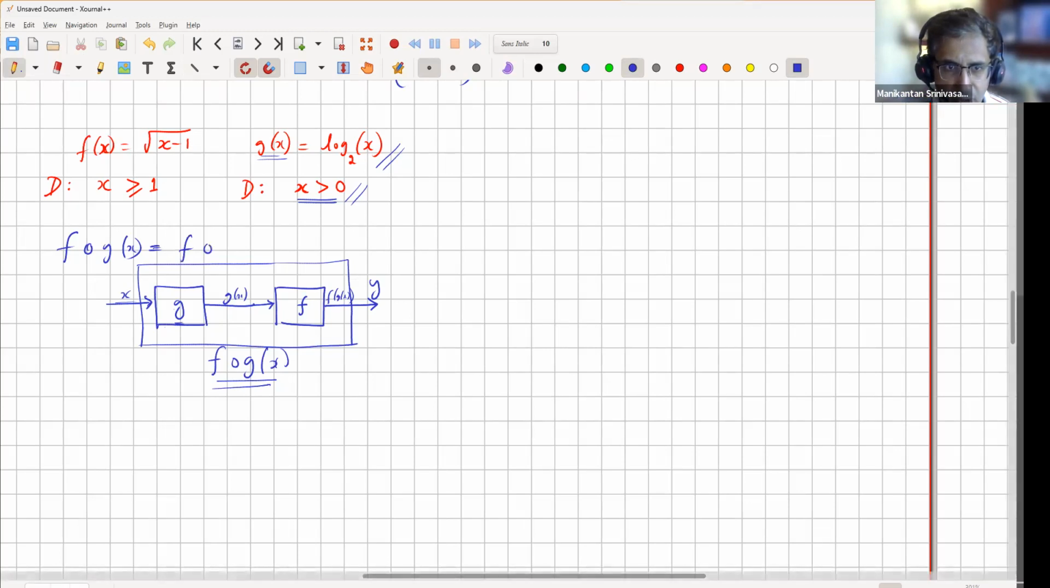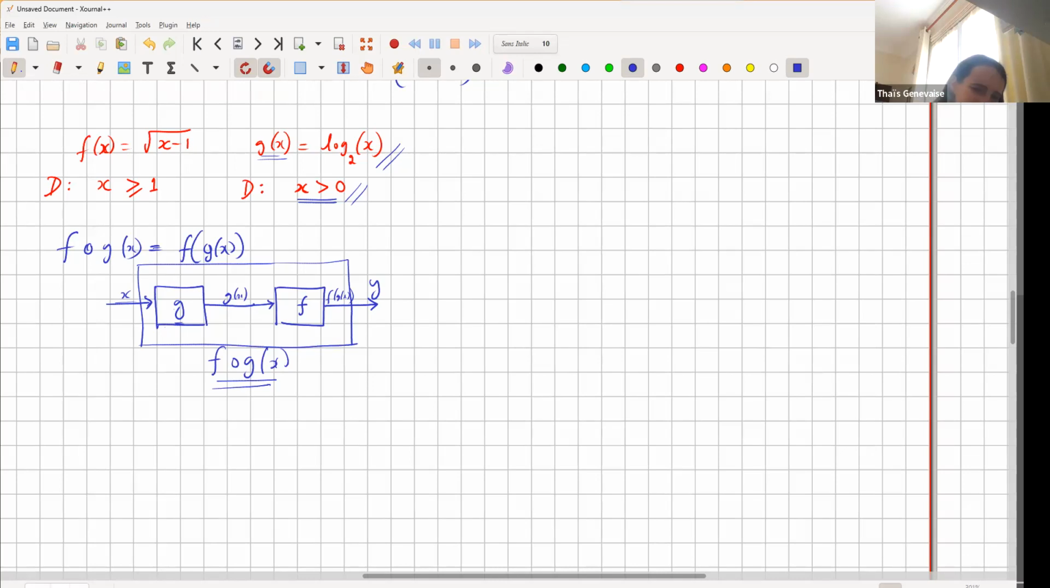You let x pass through g, and then the output of that is g of x. You take that as an input to your f. That's your f of g of x, written for short as FOG of x.